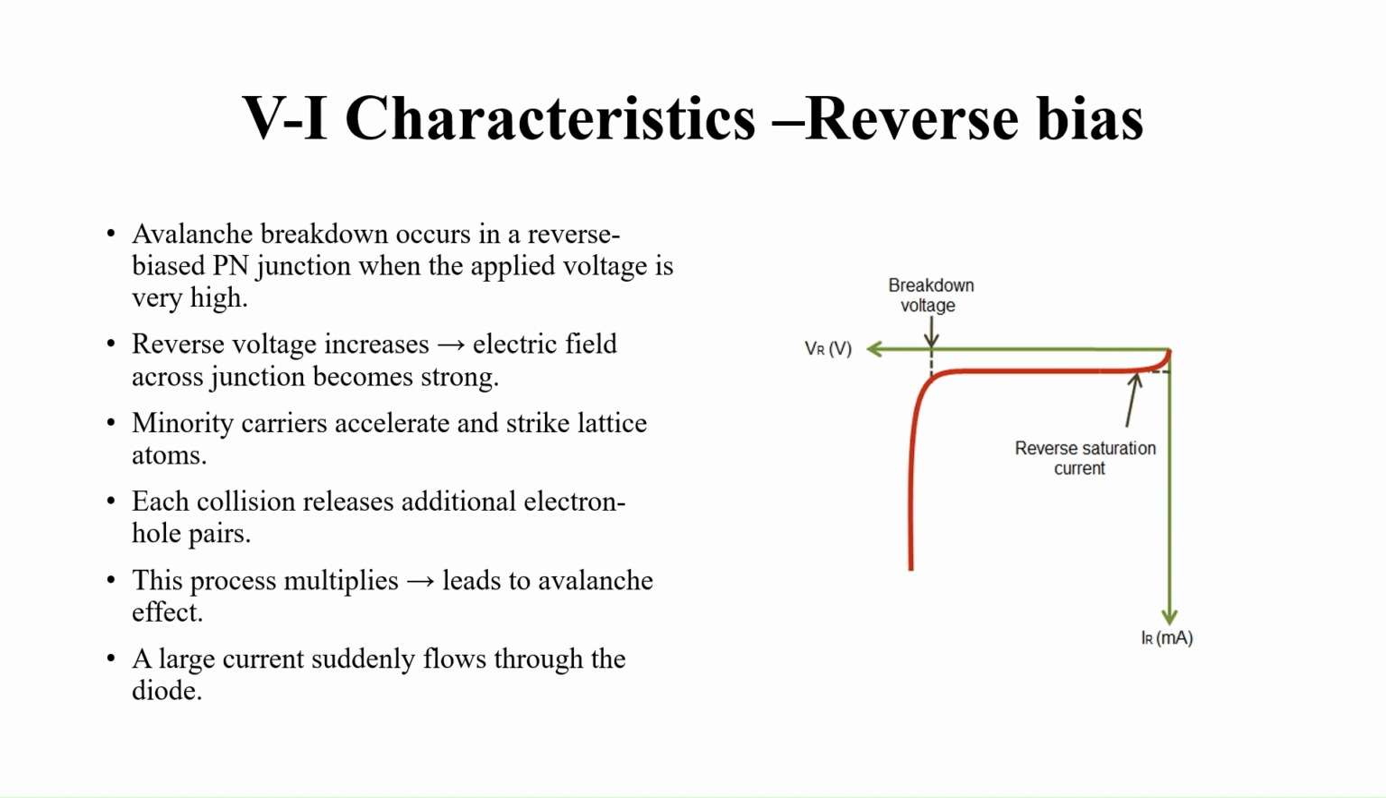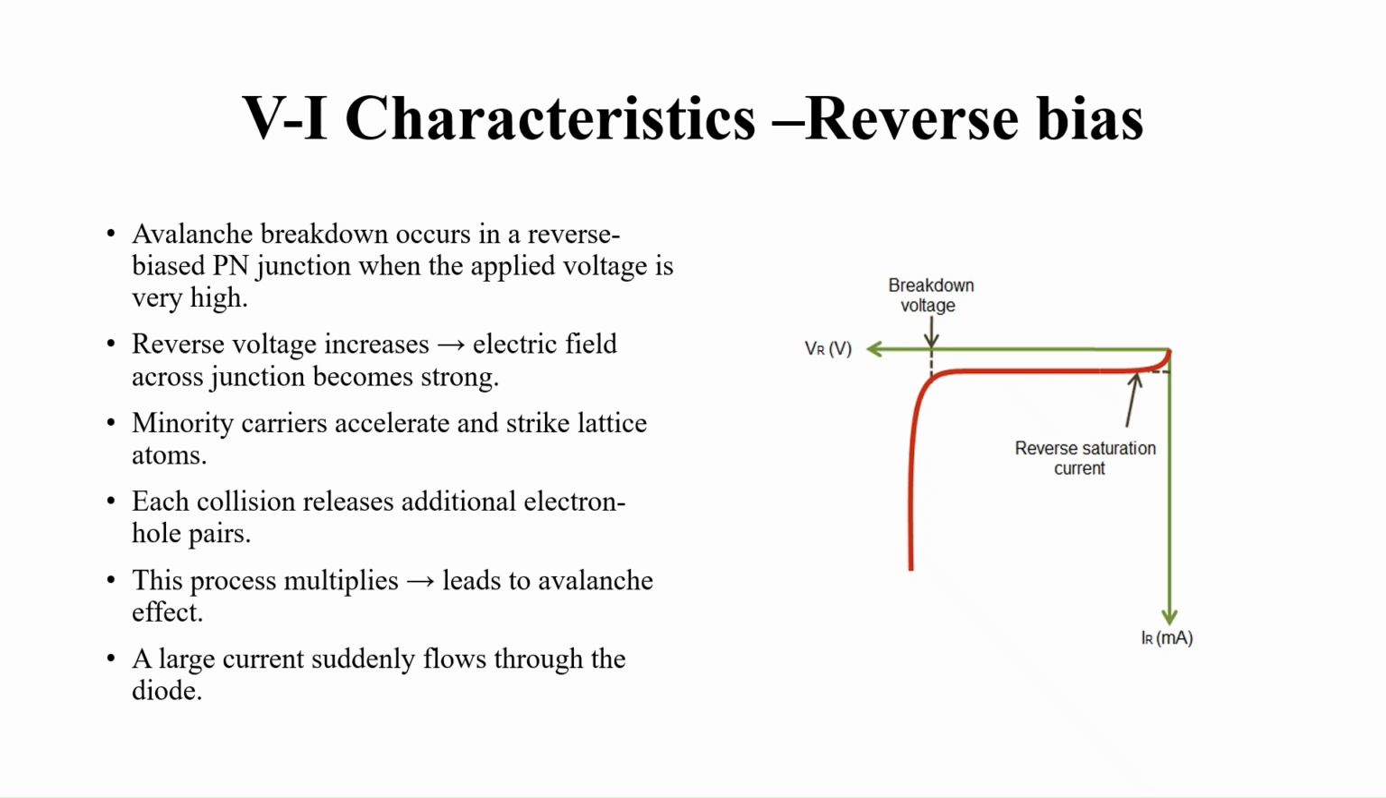This is the voltage-current characteristic of the PN junction diode in reverse bias. As we increase the reverse bias, breakdown occurs when the reverse voltage increases. The minority carriers get energy from this and move quickly towards each other. Collisions occur, and each collision releases an additional electron-hole pair. This process multiplies, which leads to the avalanche effect or avalanche multiplication, which is called avalanche breakdown.